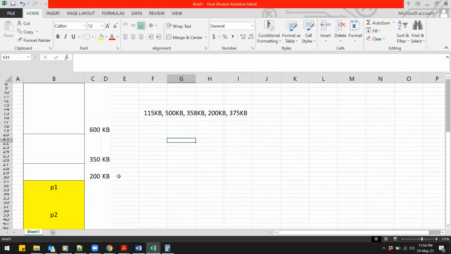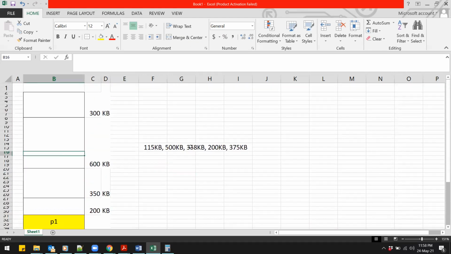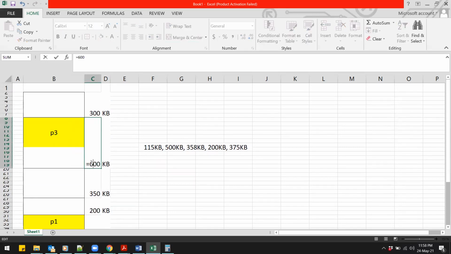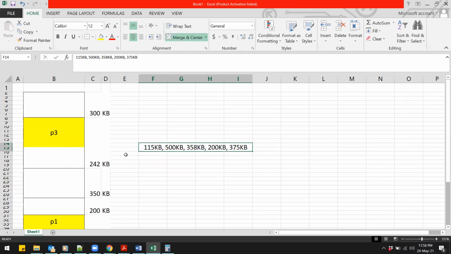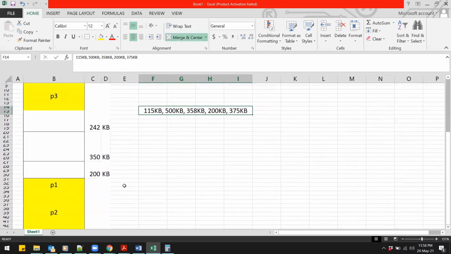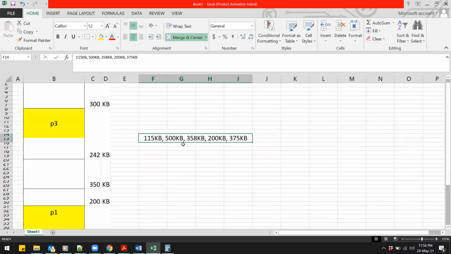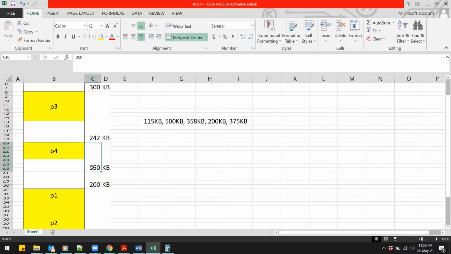Then the next one is P3, which is 358. The largest one available now is 600 kb. So this 358 kb goes in here. And from this 600, we are left with 242 kb. Then P4: the largest one available now is 350. So P4 will go in this segment. So from this 350, we are left with 150 kb.